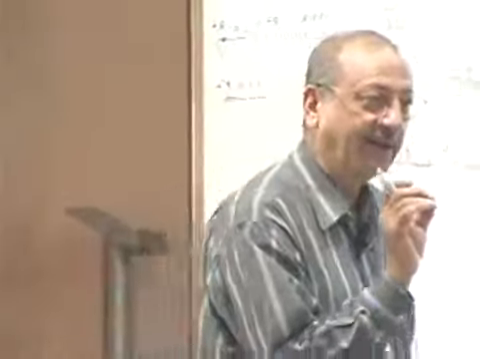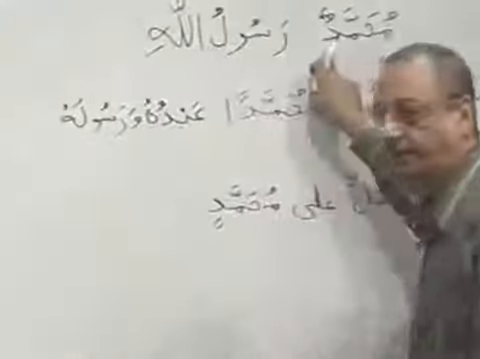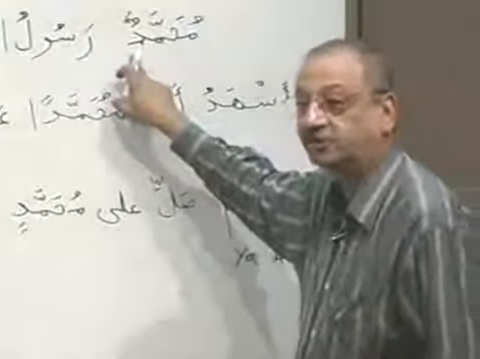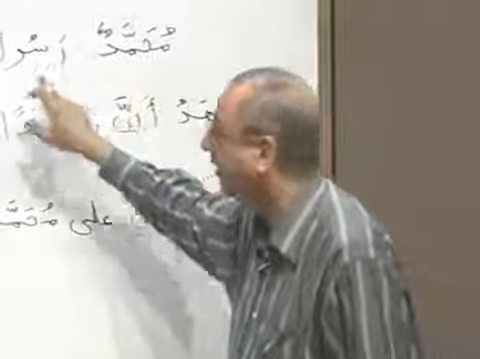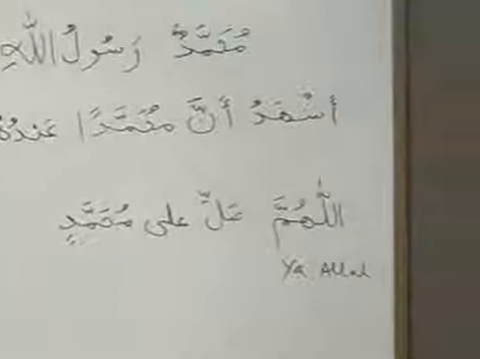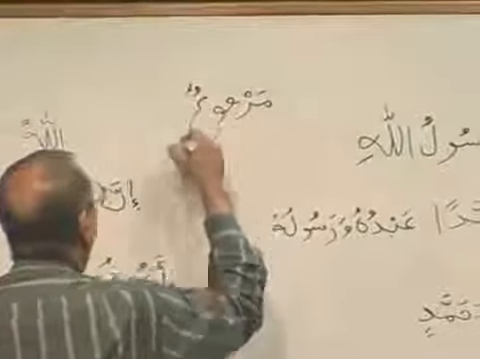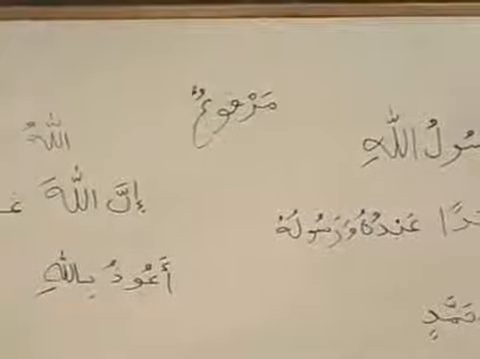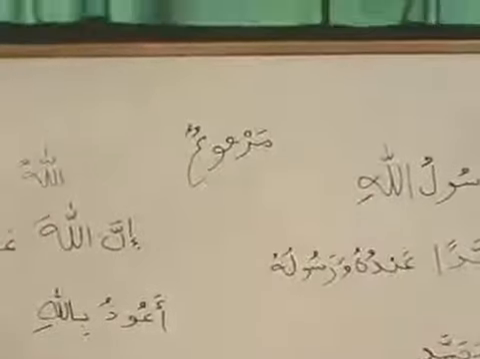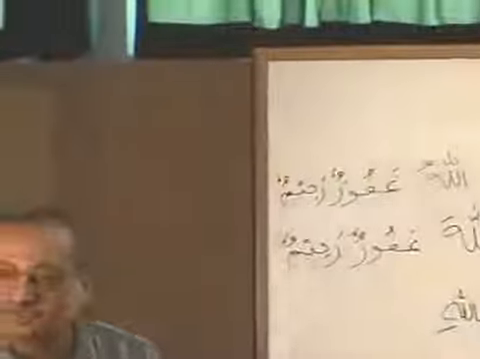Okay? And let's learn the terminology now. The terms. If the noun, brothers and sisters, look at carefully. If the noun ends with a dhamma, be it a tanween or a single dhamma, it is called marfu. What is it called, brother? This you will have to memorize. Marfu. Are you with me, brothers and sisters? If the noun ends with a dhamma, you will call it marfu. You will say the noun is marfu.